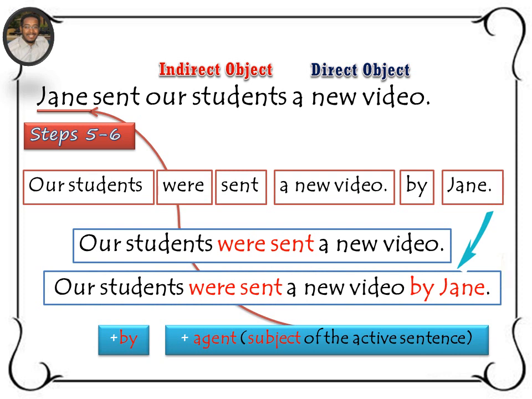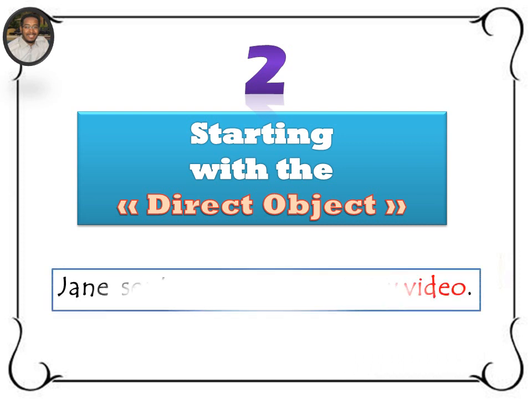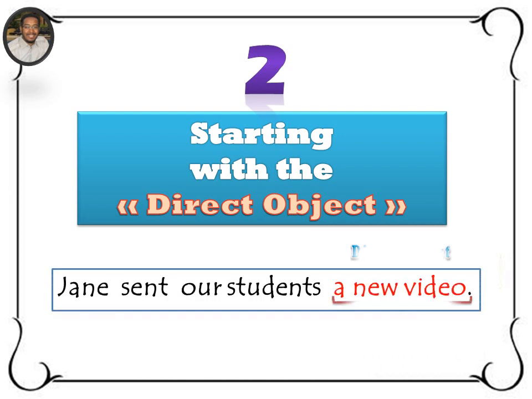But by Jane is optional. If you want to do without it, it's correct. So the results we have: our students were sent a new video, or our students were sent a new video by Jane. And now let's start with the direct object.